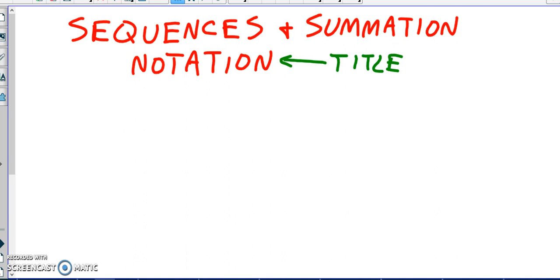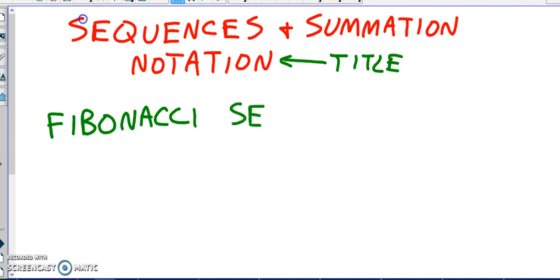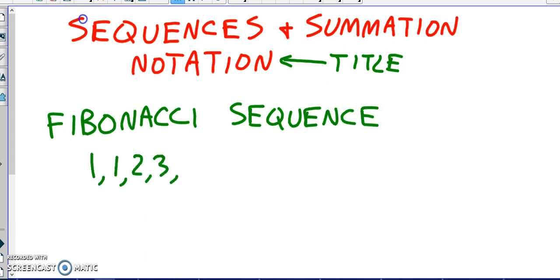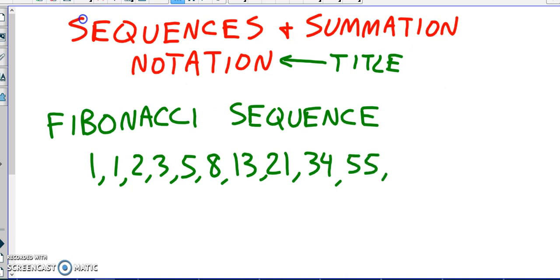So, the first thing we're going to talk about is what exactly is a sequence. Well, it's basically just a set of numbers that go in some kind of order. So, for example, there's such a thing called the Fibonacci sequence. 1, 1, 2, 3, 5, 8, 13, 21, 34, 55, 89, so on and so forth.